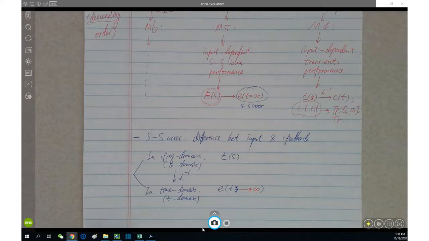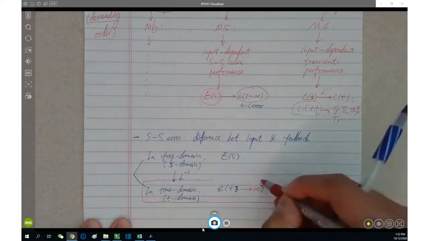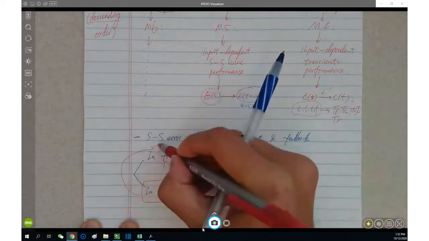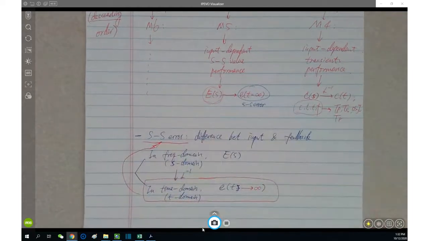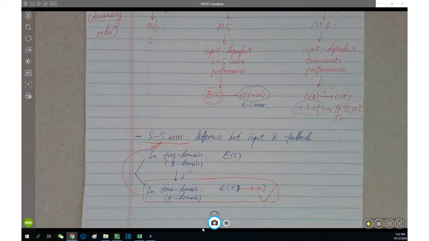So once again, this is the one we are talking about here. This is the steady state error. Looking for the system steady state error, what are we looking for? Not this one, but this one. This is the one called the system steady state error. It's a time domain result, not a frequency domain result.